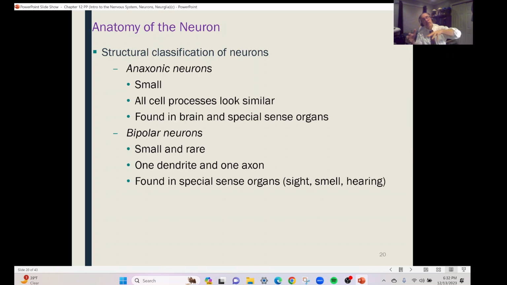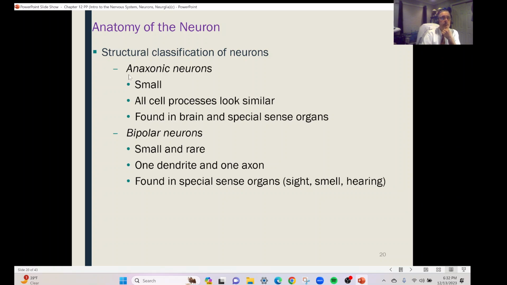The second classification system we're going to look at is the functional system. And this is where we're not concerned what the neuron really looks like. We're more concerned with which way are the nerve impulses flowing. And that's known as the functional classification. So within the structural classification, we're going to look at four different types of neurons.